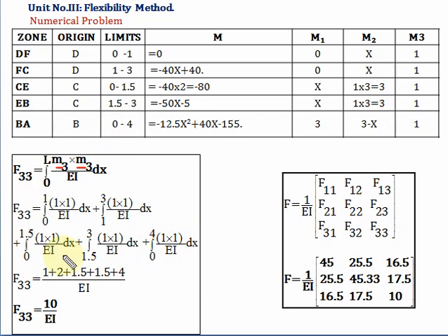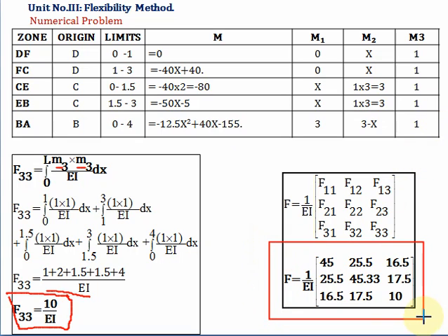So solve this integration on a calculator and we will get this value. So the final value of f33 is equal to 10 upon EI. Okay. Now we have found the flexibility coefficients, that is f11, f12, f13, f21, f22, f23, f31, f32 and f33. Put these values in the flexibility matrix, and this is the flexibility matrix for the given problem.